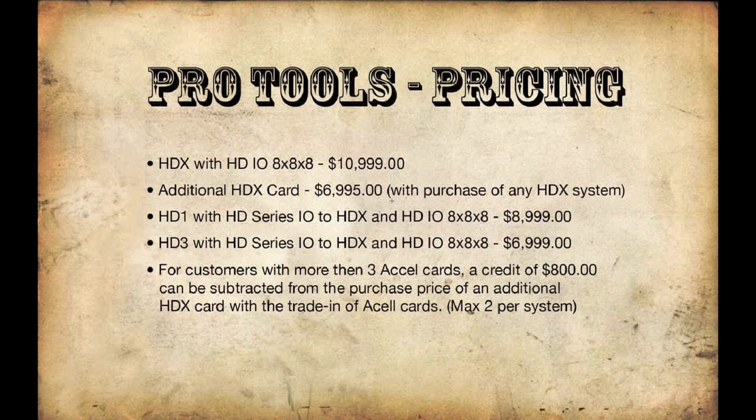Let's say you have an HD2 Excel system running Pro Tools 8. Your upgrade price is $1,500. One thing I didn't put on here was the software upgrades. I just covered the hardware upgrades. If you have Pro Tools 9, your upgrade price is $1,000. If you have Pro Tools 8, your upgrade price is $1,500. And if you have Pro Tools 7, your upgrade price is $2,500. Those are very steep prices compared to what we've been doing.